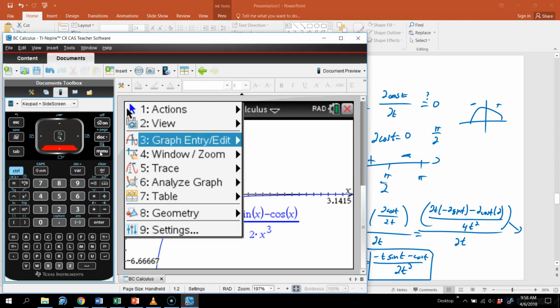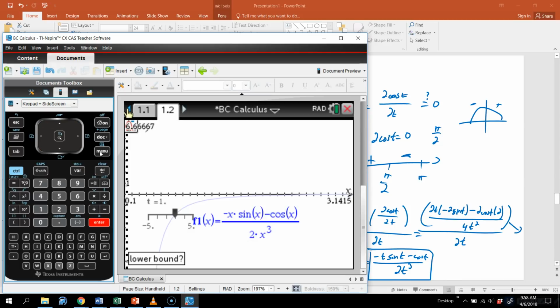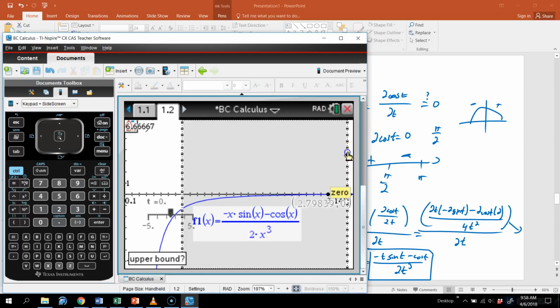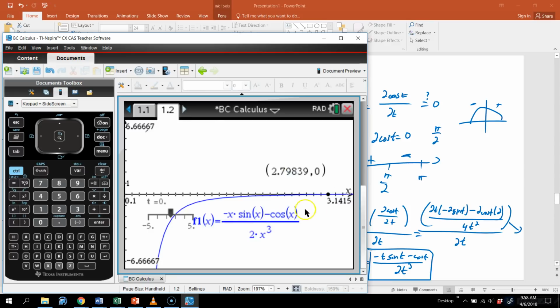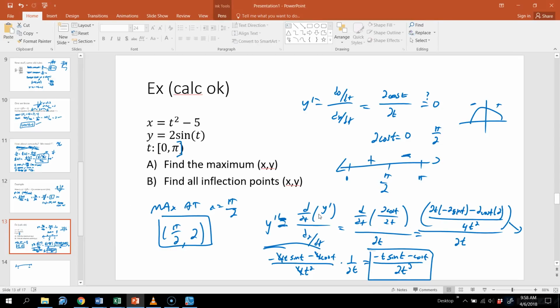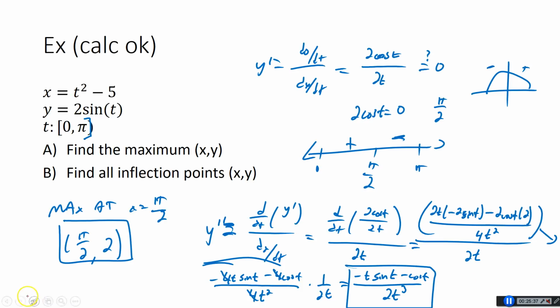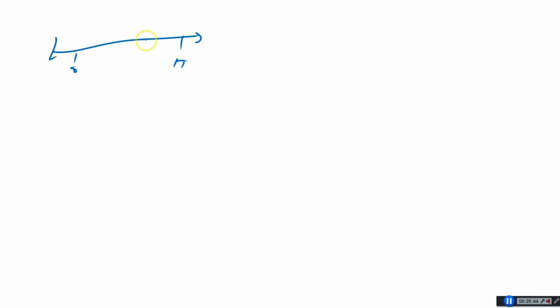So I'm going to go to Menu, Analyze Graph, Zero. Lower bound is fine here, and over here, up, there we go. We got a zero at 2.79839. Let's write that down. 2.79839. Go back to blue. Right here at 2.79839. And that was the only time that it changed sign.